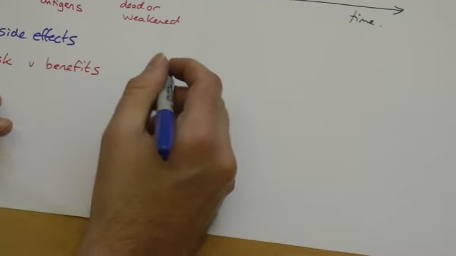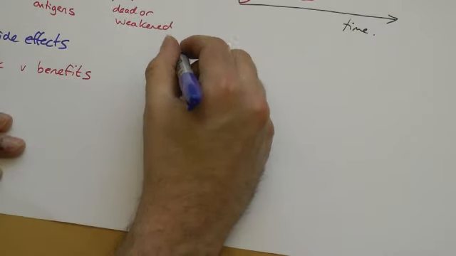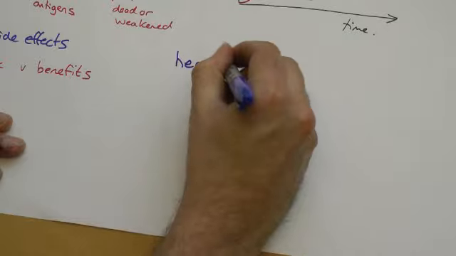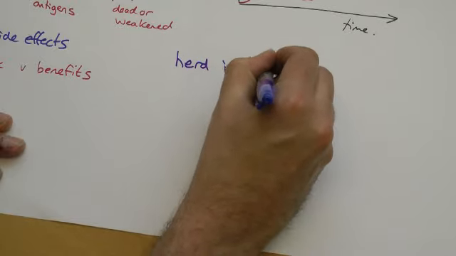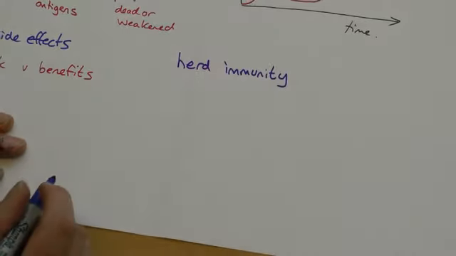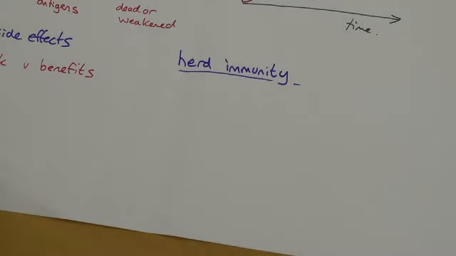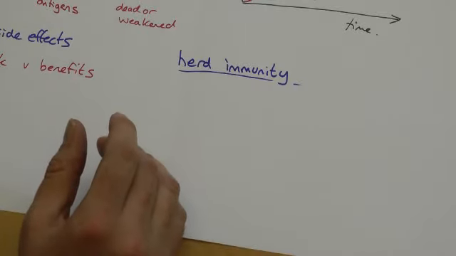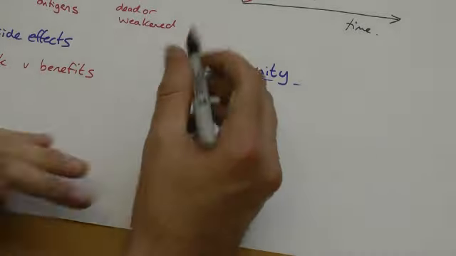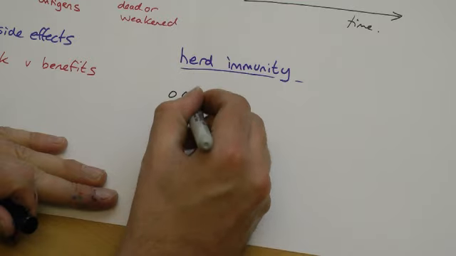What we try to do, or what medical staff will try and do, is immunise or vaccinate enough people so they get what's called herd immunity. Now, herd immunity is the idea that you don't actually have to immunise everyone to get rid of the risk of disease.